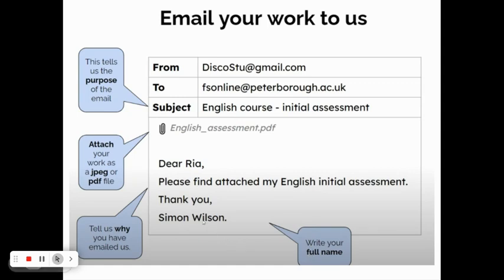If you look at Simon Wilson's email address here, we do not know that he is Simon Wilson from his email address. So that's why it's very important that you provide us with your full name. So this is going to be the type of thing that you're going to do for your initial assessment.